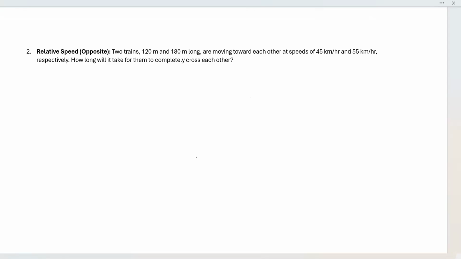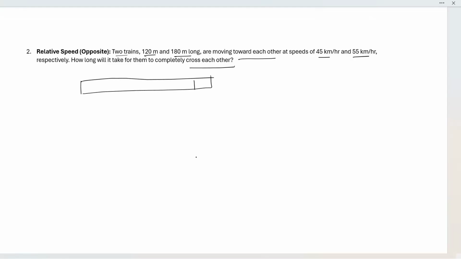It says two trains, 120 meters and 180 meters long, are moving towards each other at speeds of 45 kilometers per hour and 55 kilometers per hour. How long will it take for them to completely cross each other? So, two trains crossing each other.